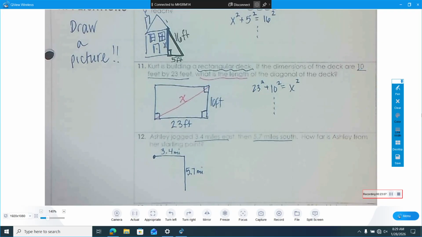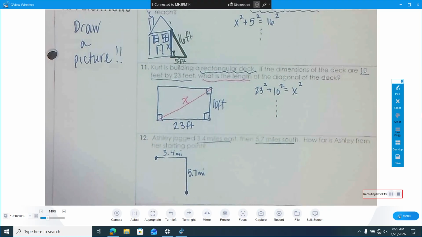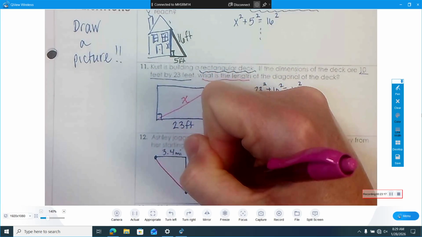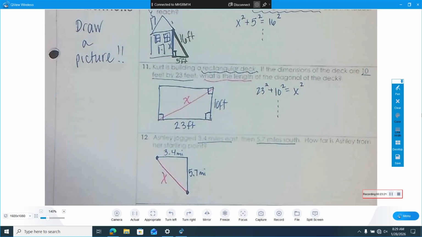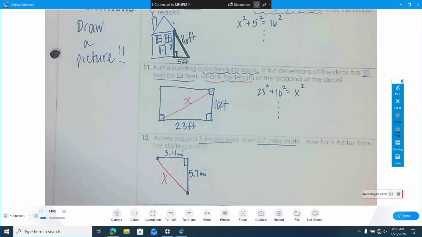How far is Ashley from her starting point? So now she's here at the end of her 5.7 mile trek. How far she is from her starting point is the straight line distance from where she began to where she ended. So once again, we have a lovely right triangle. How do I know it's a right triangle? Because of that corner. We went heading east to south, and that would definitely be a 90-degree angle. And of course, I think you can set that up, no problem.